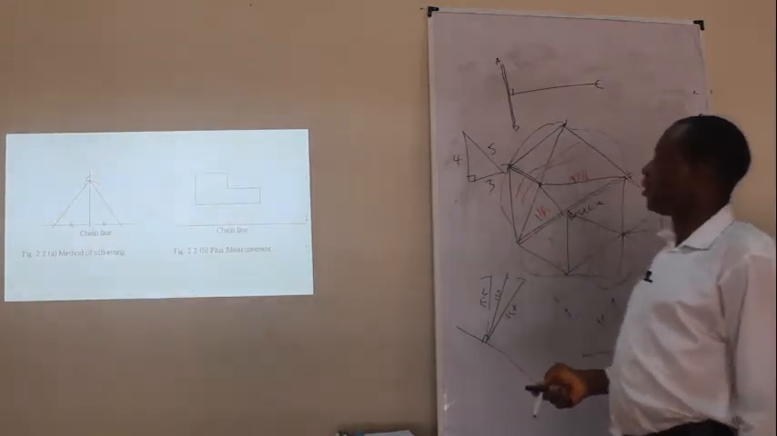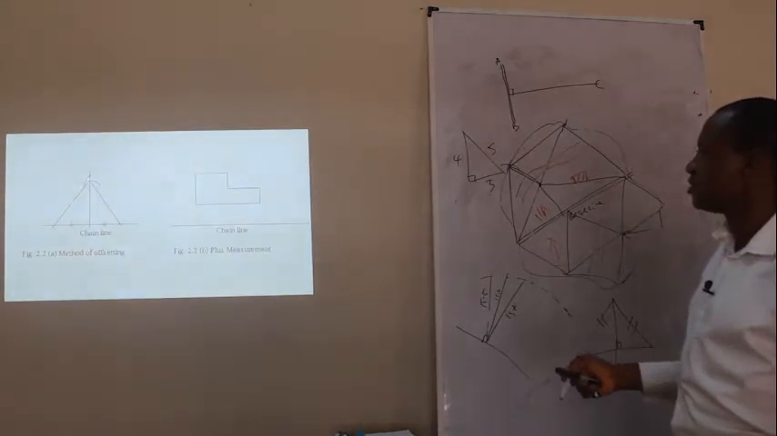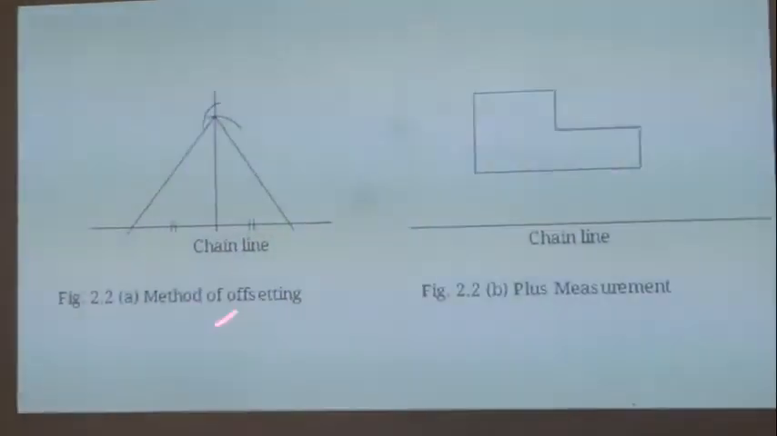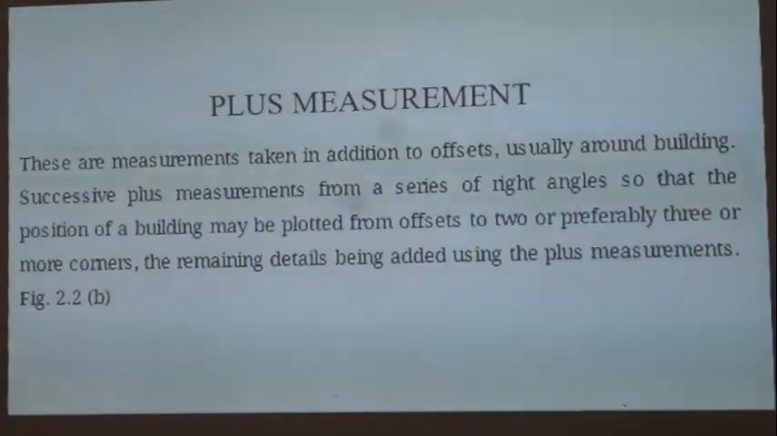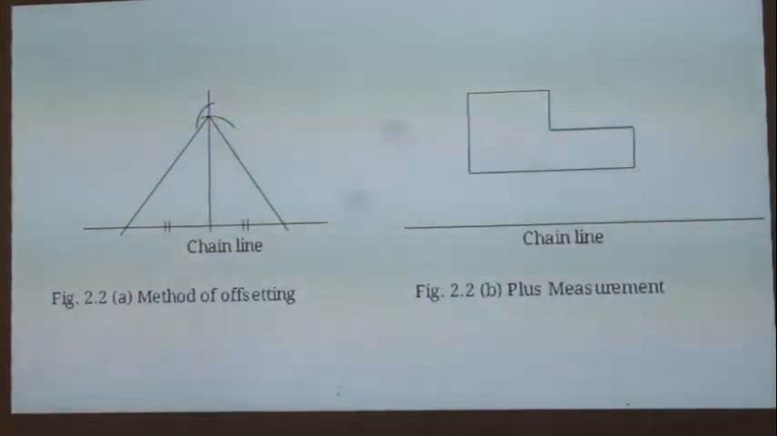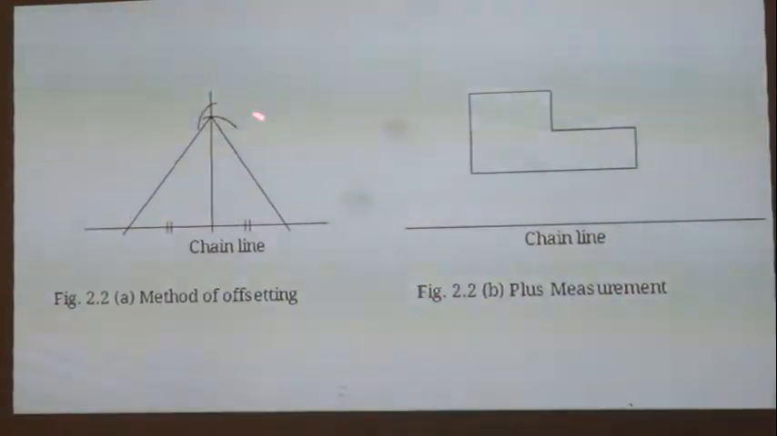So look at this now. This is a chain line. This is an offset. This is a line from this reference line, and we take it perpendicular to this. Look at this now. Another method of fixing your detail is what we call plus measurement. Now, this is a detail.